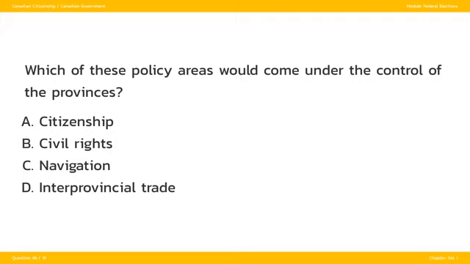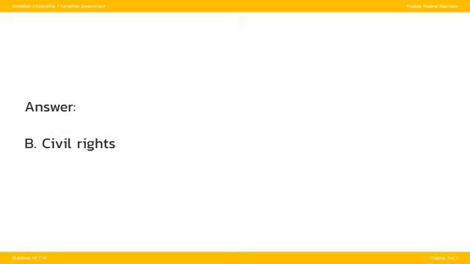Which of these policy areas would come under the control of the provinces? A. Citizenship. B. Civil rights. C. Navigation. D. Interprovincial trade. The answer is B. Civil rights.